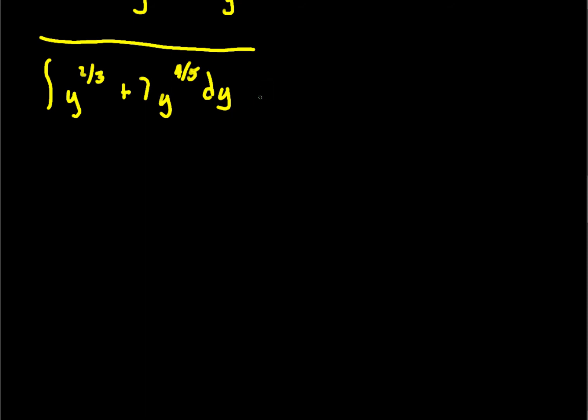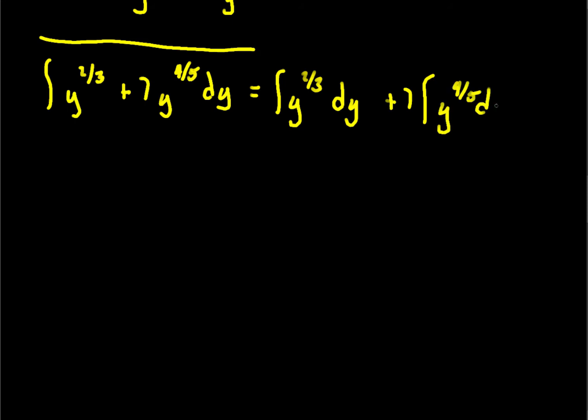So again, I'll break it up. So this is equal to the antiderivative of y to the 2/3 dy. And I'll factor the 7 out, antiderivative of y to the 4/5 with respect to y. Now this is equal to 2/3 plus 1, so that's 2/3 plus 3/3, making this a y to the 5/3, and then I have to multiply by its reciprocal, which is 3/5.